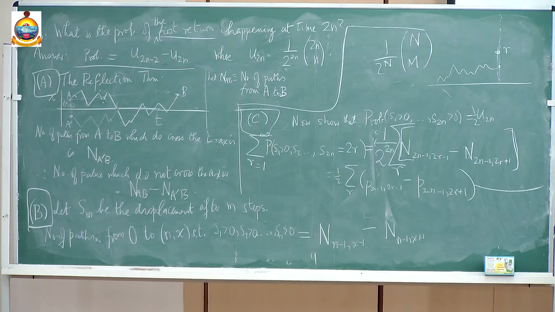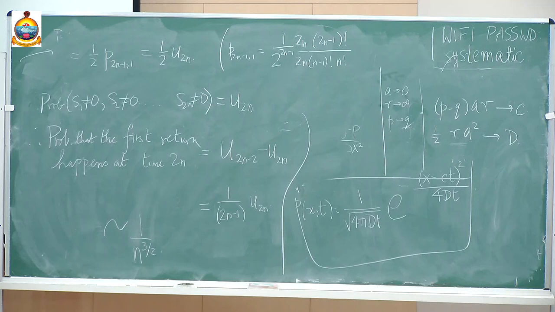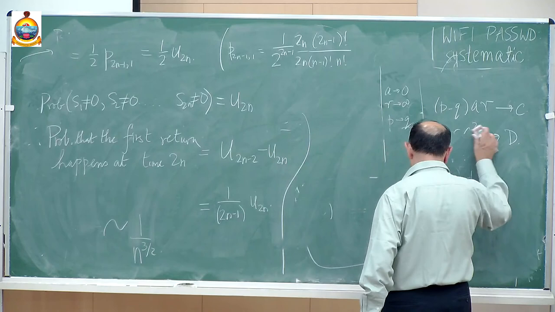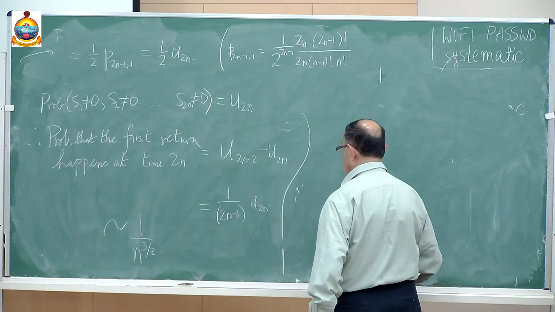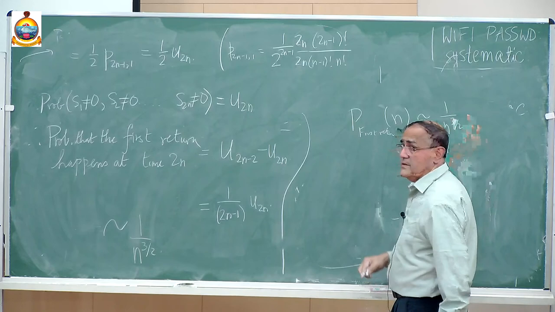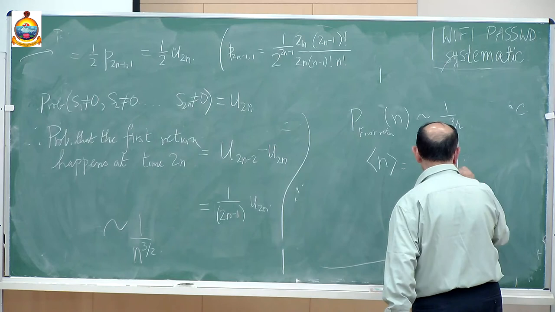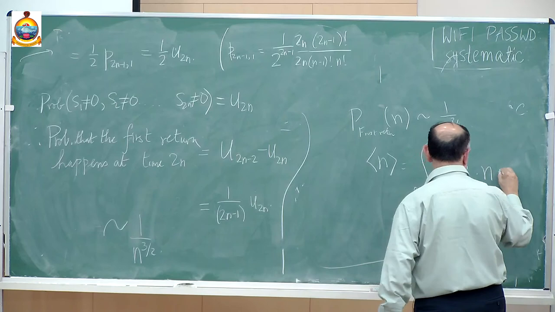So, the probability of actually coming back to this point, the origin, for the first time is proportional to 1 over n to the 3 by 2. But if this is so, then the probability of first return at time n, as a function of n, is 1 over n to the 3 by 2. The mean first return time therefore is an integral of n to the 3 by 2 times dn times n, which is infinite.